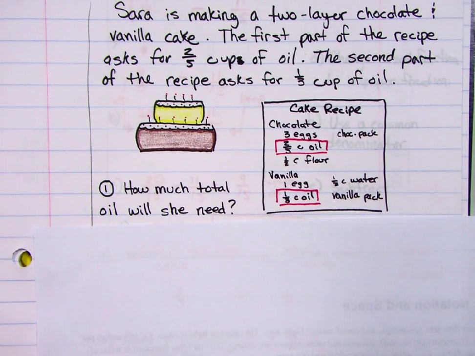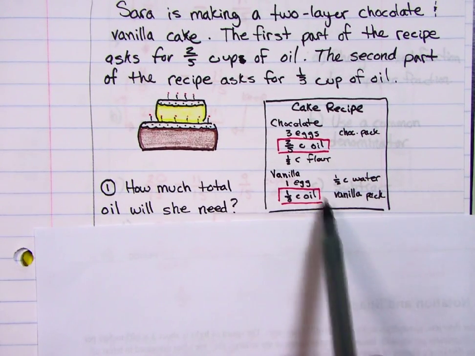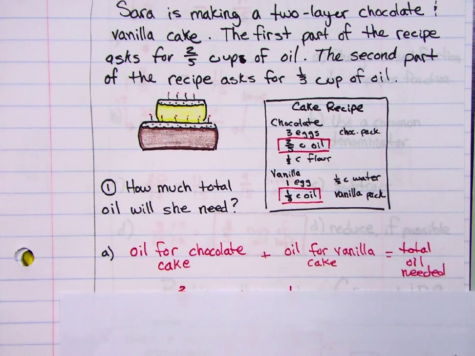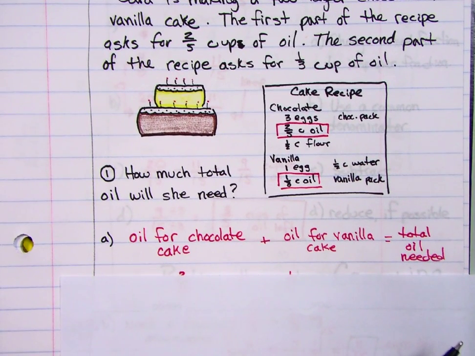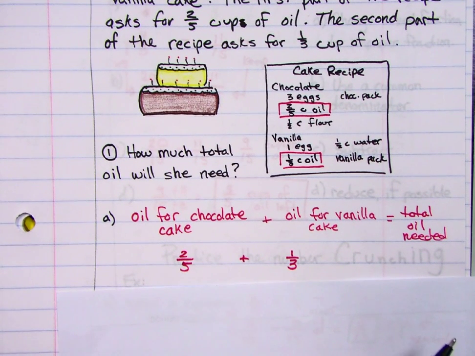All right, so we got to figure out, what am I adding? Well, I'm going to add the total oil for the chocolate and the total oil for the vanilla, and that should give me the total oil I need for both of them. So those two numbers are going to be 2/5 and 1/3 cups of oil. But I can't add it as it is. I have to find, again, a common denominator.